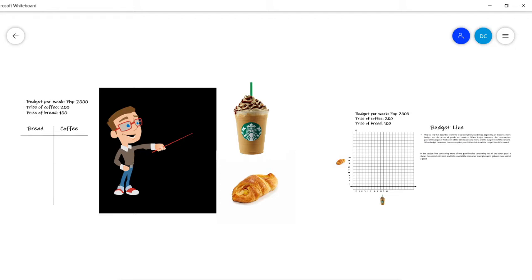So last time, if you can still remember, we talked about the indifference curve and how consumers make choices based on their tastes and preferences. Today, iba yung pag-uusapan natin. We're going to talk about the budget and income and how this affects the consumer's preferences or choices.